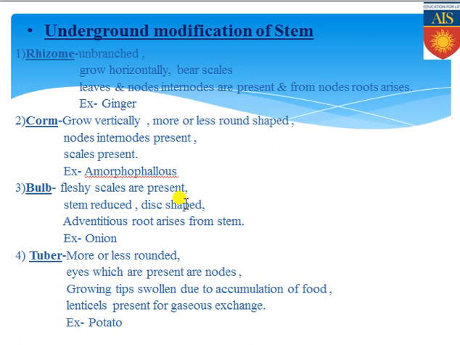If you go for the second underground stem, that is the corm, keep it in your mind, this does not grow horizontally like the rhizome, rather it grows vertically, and more or less the shape is round. They are also stems, so for that reason they also have nodes and internodes, and scaly leaves are also present in this specific underground stem. Example, Amorphophallus, which in Bengali is commonly known as ol, belongs to this category of corm.